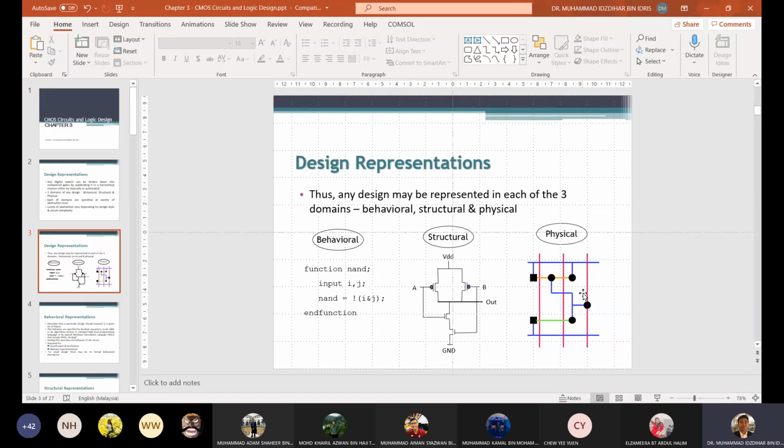So you can have a diagram. We call this a stick diagram. A stick diagram is one way to represent your physical. Physical normally involves masking. You can imagine, for your understanding, PCB. When you want to design the copper, how it should be shaped. So there is a limitation. Let's say if you want to make it 1 micron, sometimes it won't work. This is because of lithography, about the process.